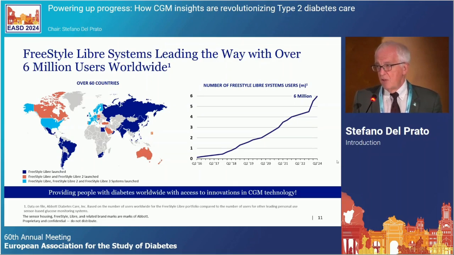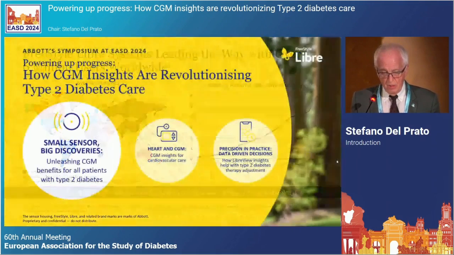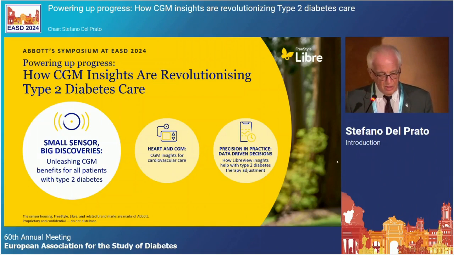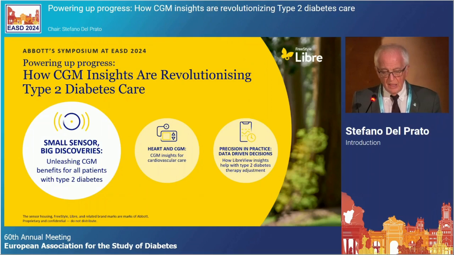So it is the intention of this symposium today to go through some of the features of continuous glucose monitoring, particularly flash glucose monitoring, by discussing the sensors and how the sensors have been evolving, the heart of the continuous glucose monitoring, and then precision in practice, and how we can interpret data and how the data derived from continuous glucose monitoring can inform us in our treatment.